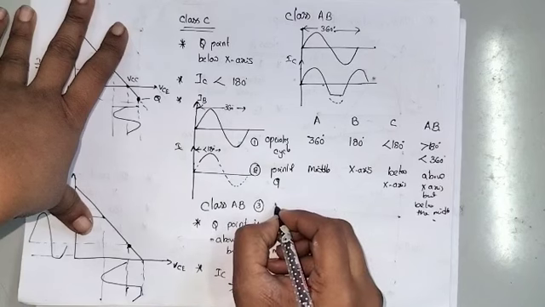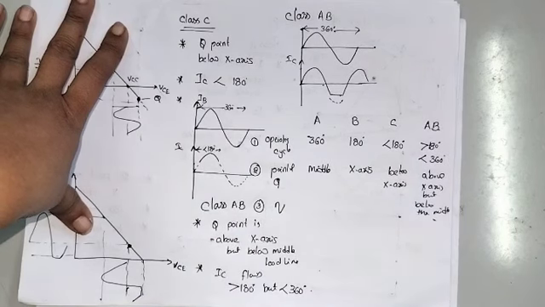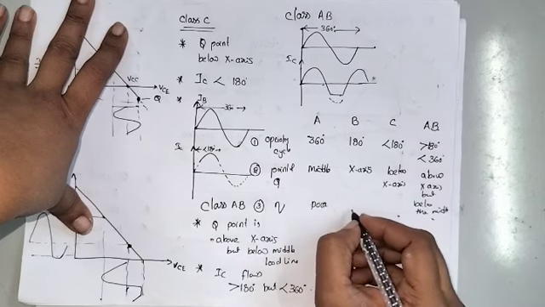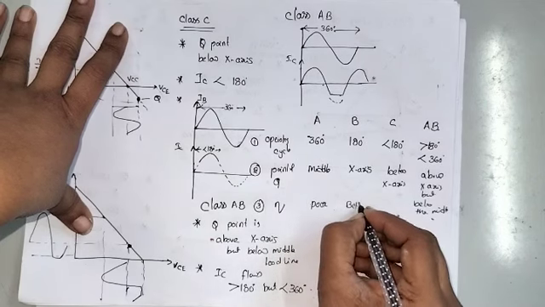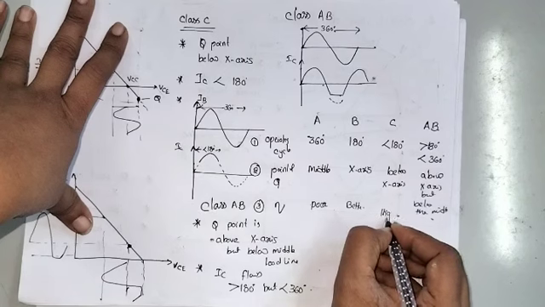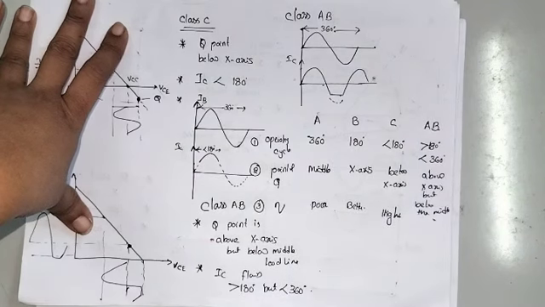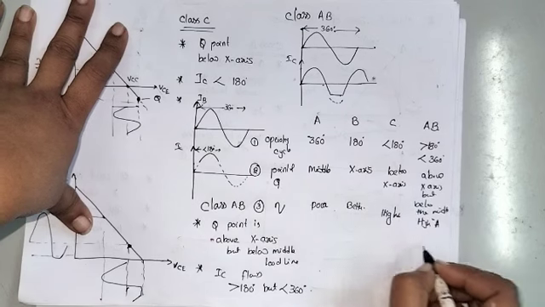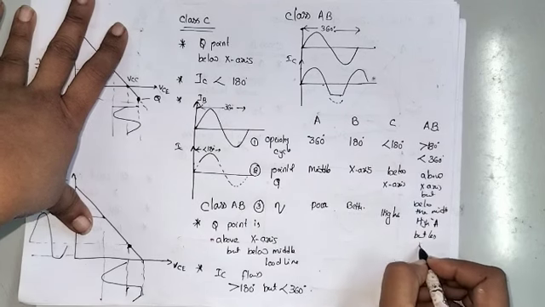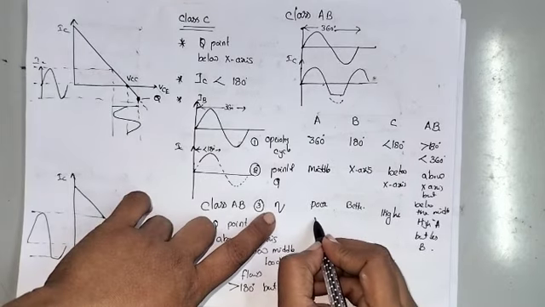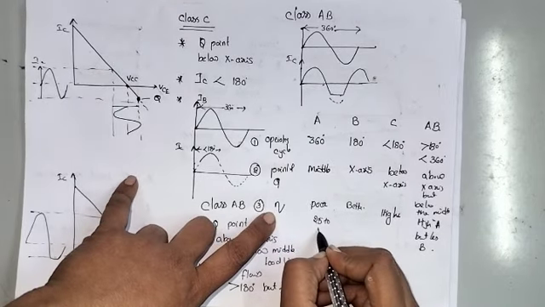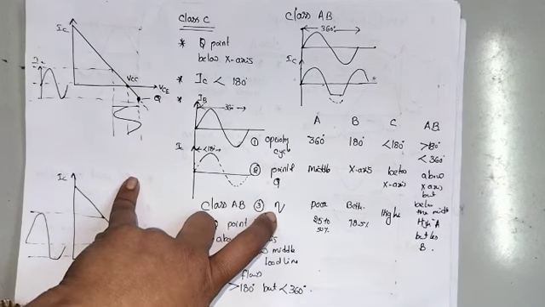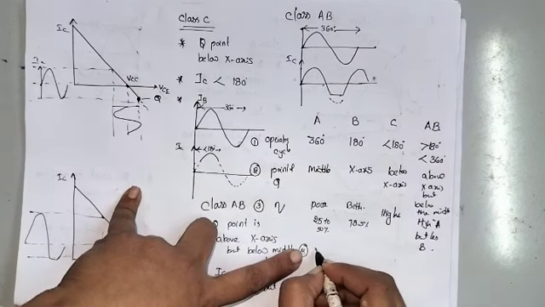And the third one, efficiency. Class A power amplifier has very poor efficiency, approximately 25 to 50%. Class B is somewhat better, at 78.5%. Class C power amplifier has high efficiency. For AB, it is higher than class A but less than class B.